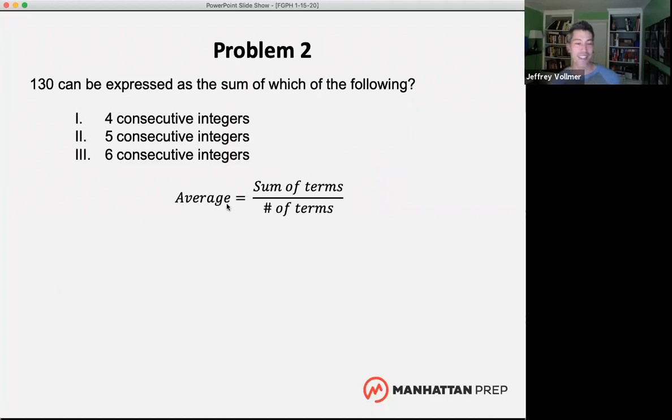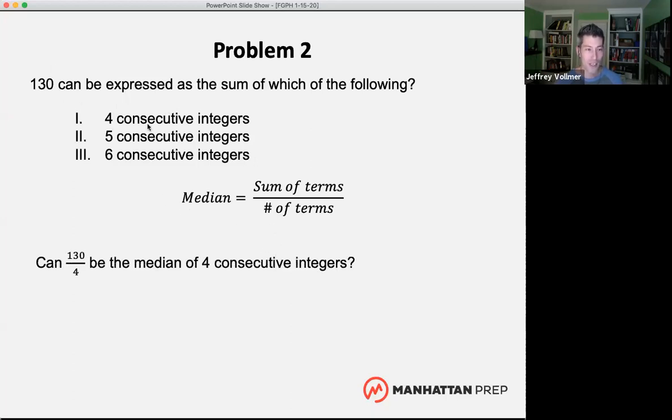So let's bring back this formula. Average is equal to the sum of the terms over the number of terms, but we're dealing with consecutive integers here. So we can actually replace the word average with median, right? Because when you're dealing with any evenly spaced set, the median and the average are the same. I know I'm looking to see if the sum could be 130. For Roman numeral one, I'm going to add up four terms. If I substitute 130 in for the sum and four for my number of terms, is it possible for 130 over 4 to be the median of four consecutive integers?